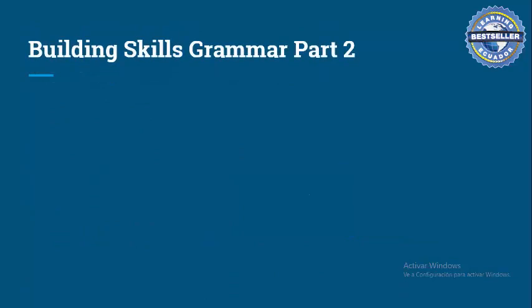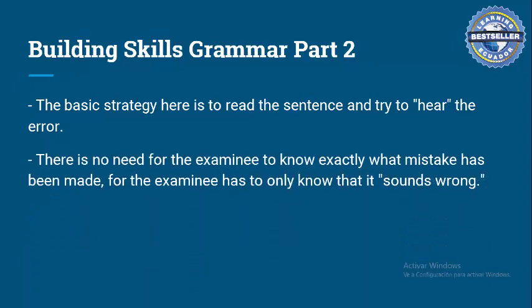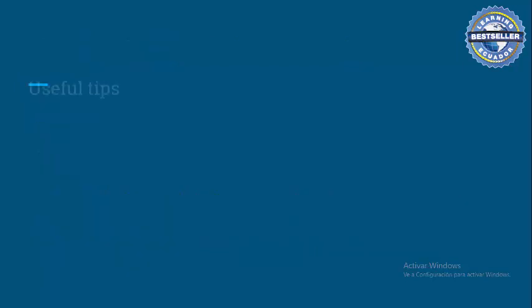Okay? Let's go on to grammar, the skills that you need for grammar part 2. Number 1, the basic strategy here is to read the sentence and to try to hear the error. There is no need for you to know exactly what mistake has been made, for you only have to know that it sounds wrong. If an error is not immediately obvious, you should read each underlined part of the sentence and use the process of elimination.